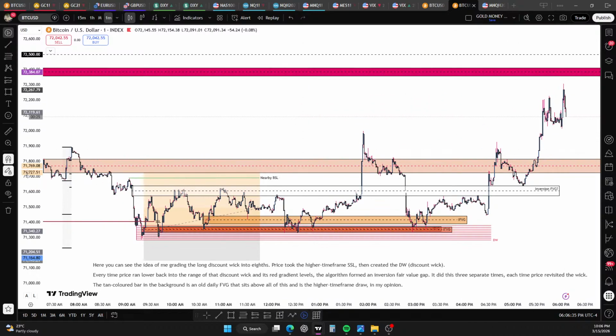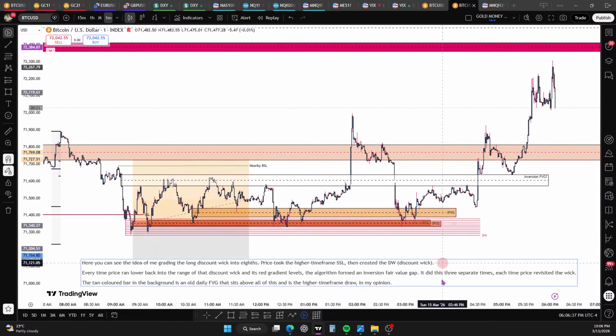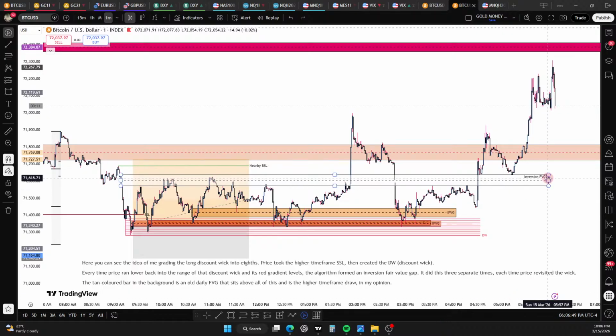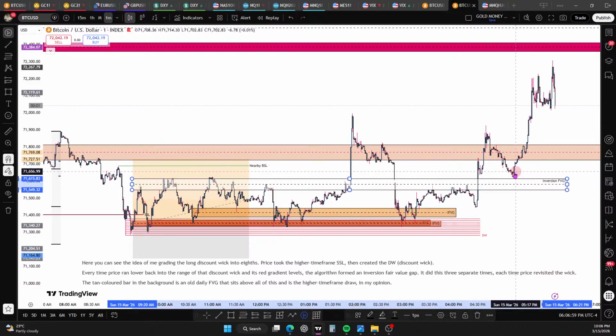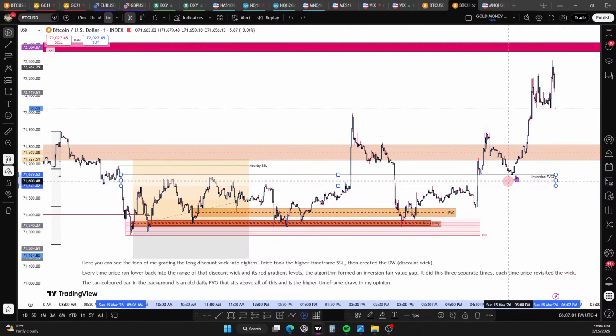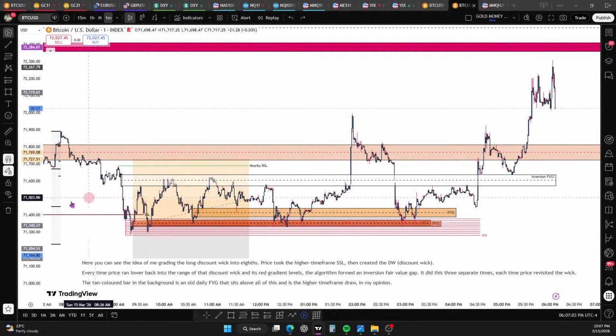In the previous live stream, I already covered everything that I'm looking at on here, and why all of these boxes are on there and what they all are. So I suppose we're using this as an inversion fair value gap now. That is good enough confirmation for me. So all of these are inversion fair value gaps.